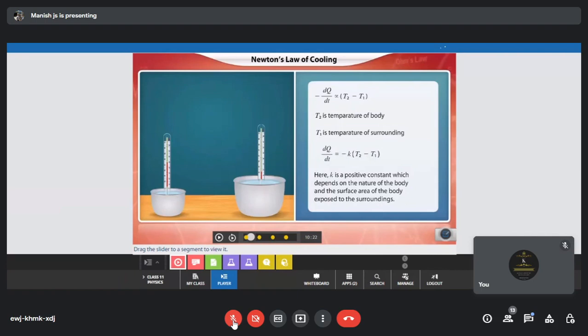Okay, I hope it's clear to everybody. Newton's law of cooling. Yes. Yes, sir. We proceed.